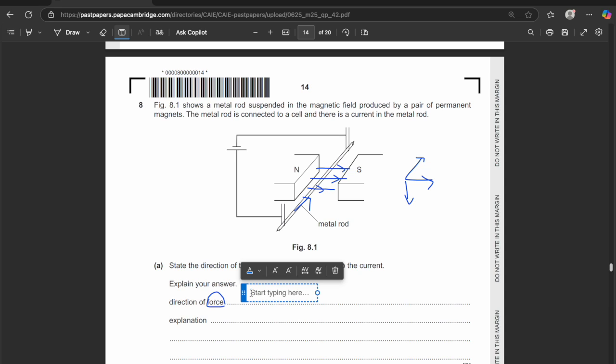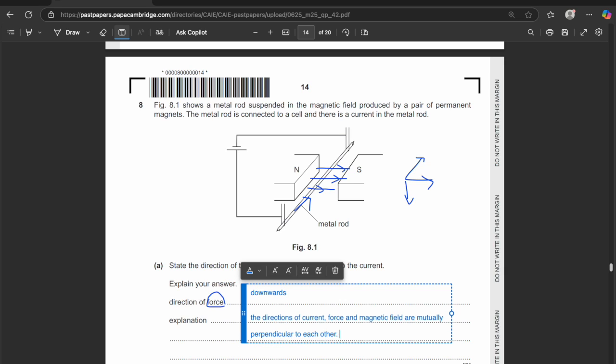So the direction of force will be downwards. An explanation is that the directions of current, force, and magnetic field are mutually perpendicular to each other. According to Fleming's left-hand rule, when the direction of current is into the page and the direction of magnetic field is from left to right, the direction of force is downwards.